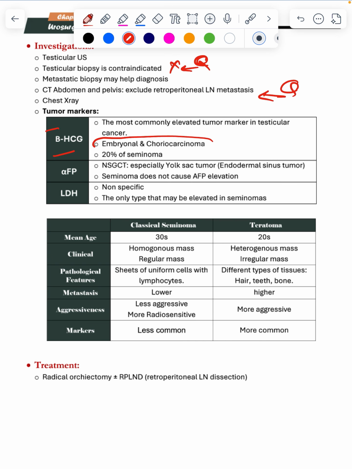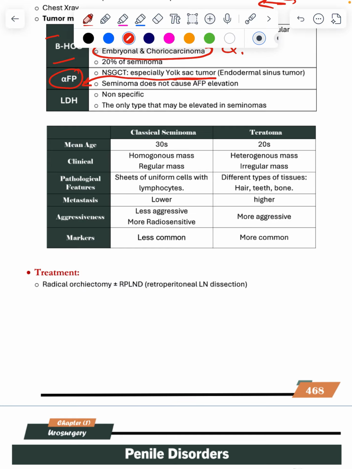So this is one. Beta HCG, choriocarcinoma. Alpha fetoprotein, go for embryonal, yolk sac tumor. LDH is non-specific. Classical seminoma occurs at around 30 years, teratoma in a younger age group.